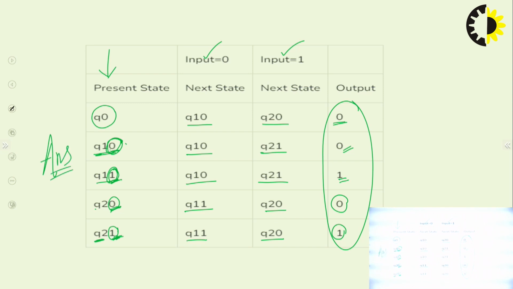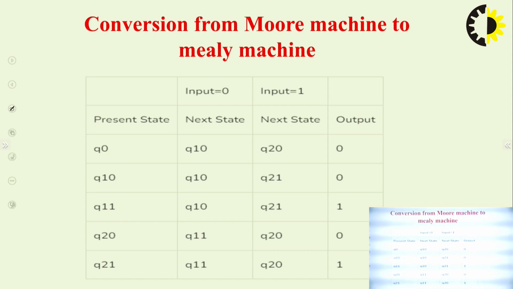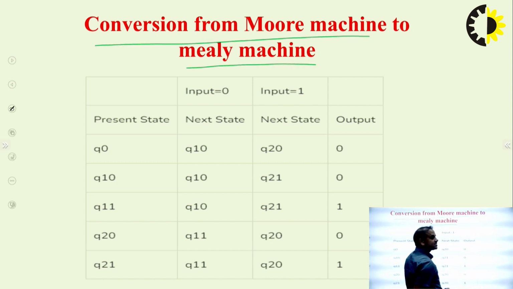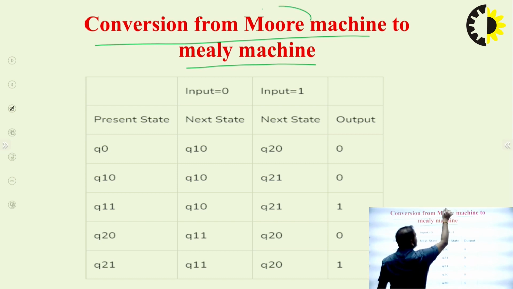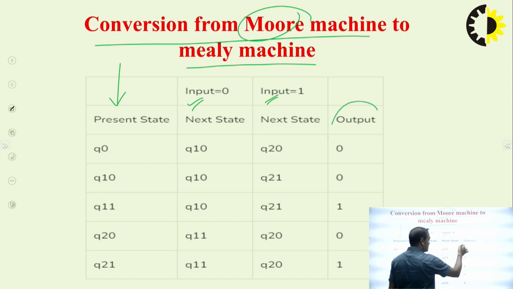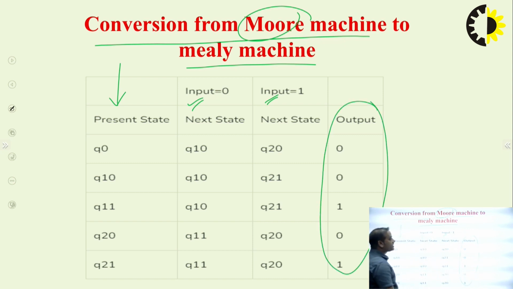Now, the next topic is the conversion of a Moore machine into a Mealy machine. In this case, the given question is in the form of a Moore machine. That means present state, next state for input 0, next state for input 1, and one column for output. How do we convert the given Moore machine into a Mealy machine? Keep in mind the format of the Mealy machine.